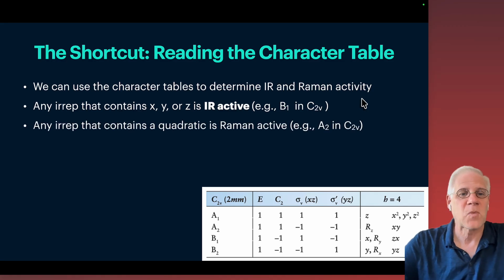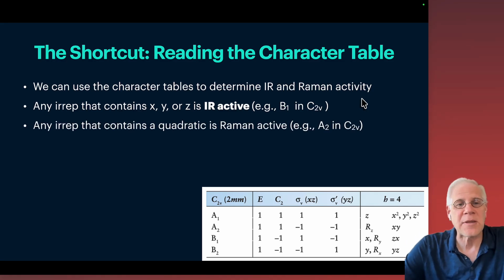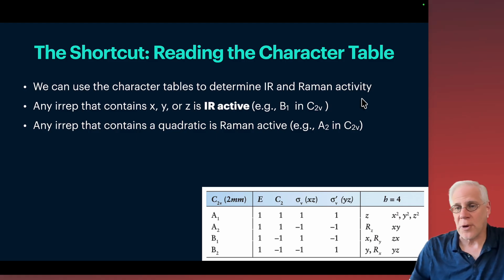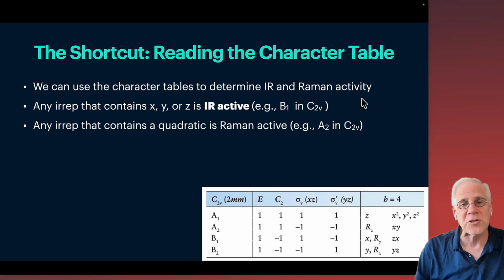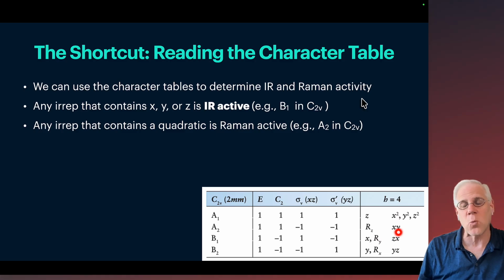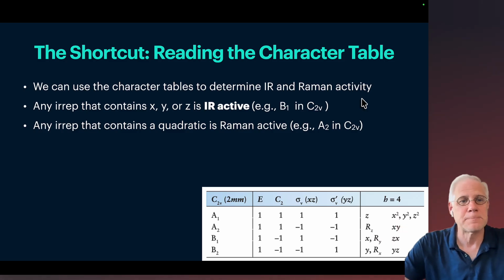Any irreducible representation that contains a quadratic is Raman active. Now, a quadratic is just something that is squared, if you have two of the same axes or components, or if you have two different components multiplied by each other, that is also quadratic. So here we see that we have an X squared, a Y squared, and a Z squared, and so the A1 is Raman active. And here, as we mentioned in the bullet, the A2 is active because it's an XY, and that is also a quadratic factor, and so the A2 is also an active Raman mode.